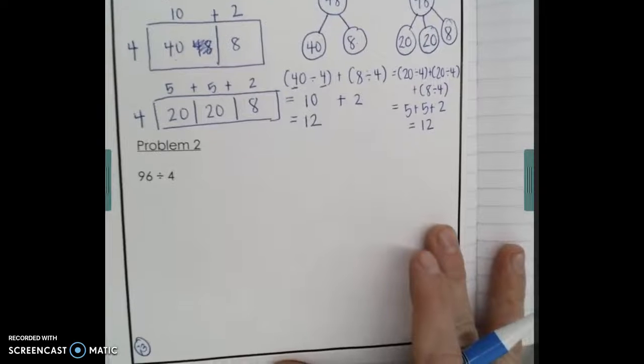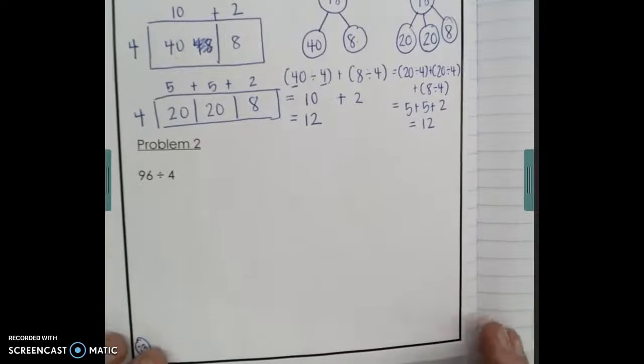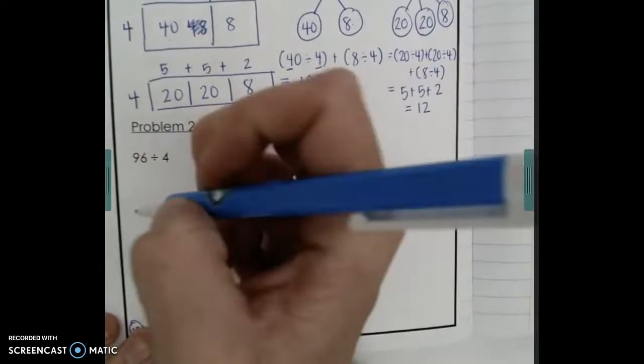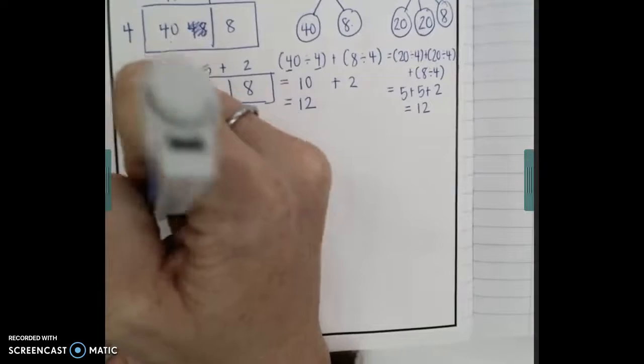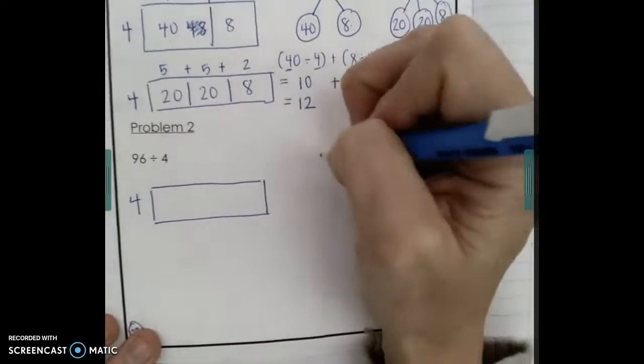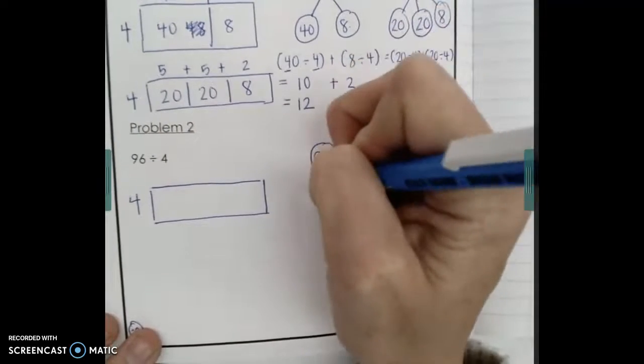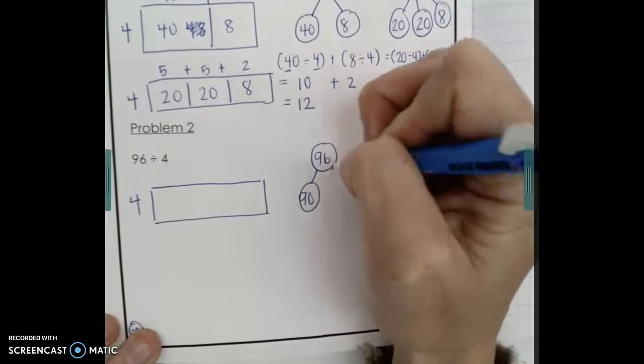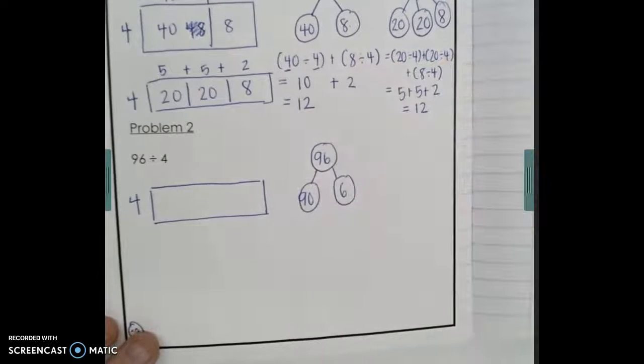So let's go down here. 96 divided by 4. Remember, we're using the area model. So I'm going to put my 4 on the outside, just like up above, and draw a nice long rectangle. And I'm going to take my 96 and divide it into my 10s and my 1s. So I'm separating it into 90 and 6.